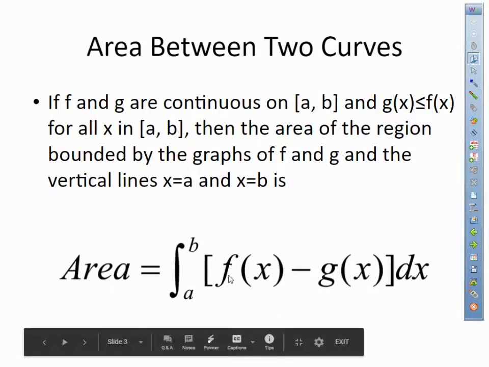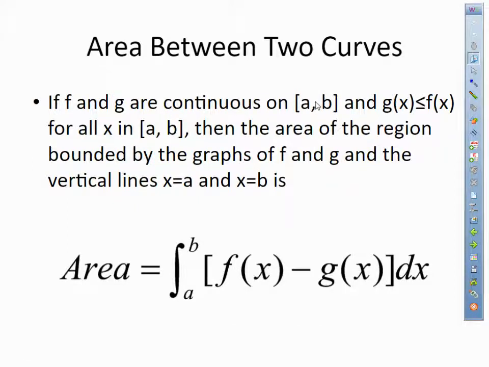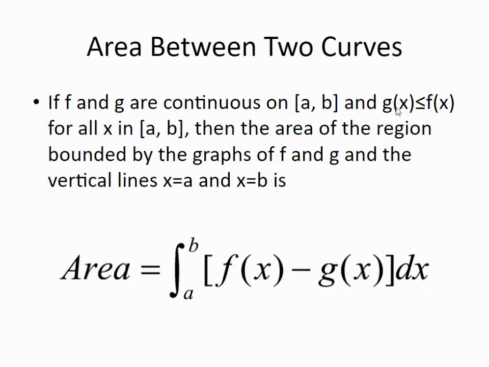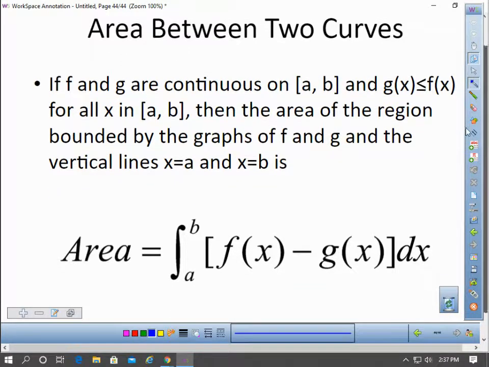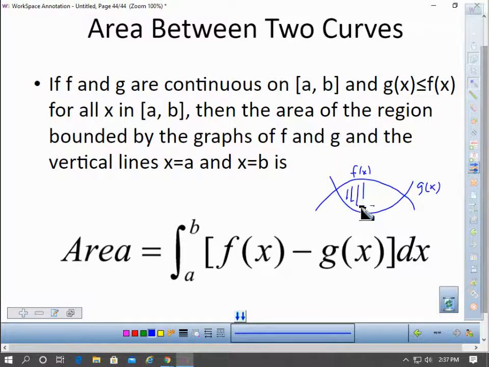All right, so here's what it looks like. If we have two continuous functions, f and g, on an interval from A to B, and we know that g is the curve that's underneath f. So g is the bottom curve, right? That's what that means. g is underneath the curve, is less than the curve of f. So that means g is the one underneath, and f of x is the one on the top. Okay, and we want to find the area between them. All right, so g of x is down here. f of x is the top curve, g of x is the bottom curve.